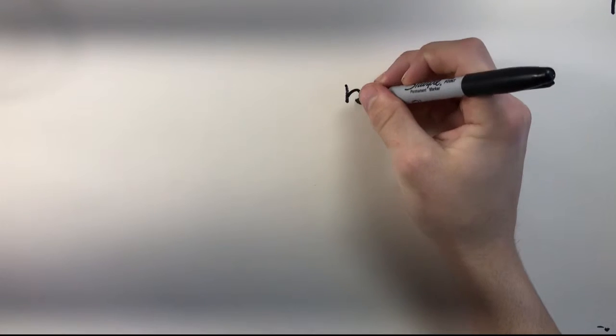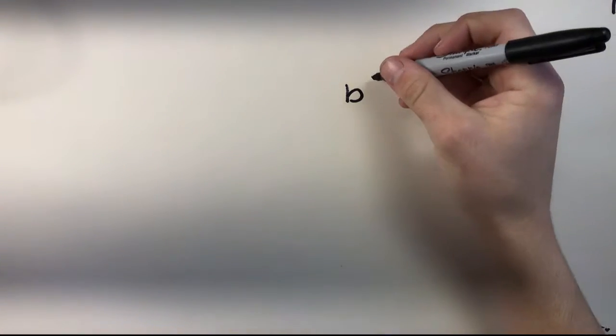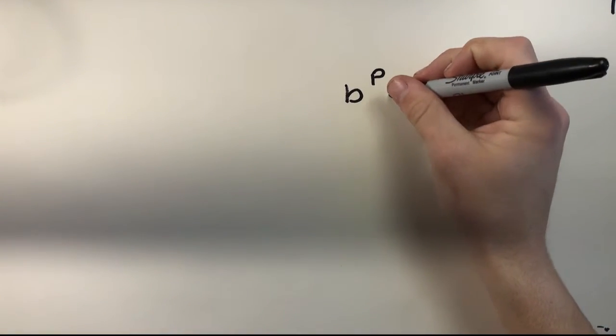Let's take a base number. This can be any number that is not equal to 0. We'll call it b. Now let's raise b to a certain power. We'll call the power p. We'll call the product n for number.